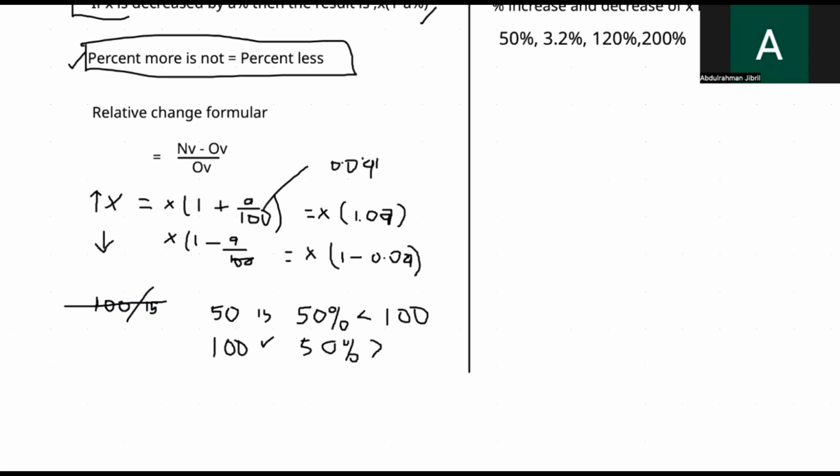The fact that one number is a certain percentage less than another doesn't mean that the bigger number is that same percentage more than. And I use 50 and 100 as an example here. Yes, 50 is 50% less than 100 because you find 50% of 100, you get 50. And then you decrease 100 by 50, you have your 50. So it's 50% less than 100. But then 100 isn't 50% more than 50.